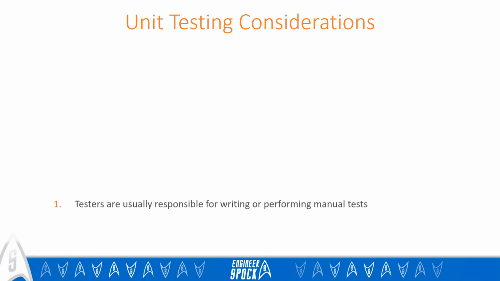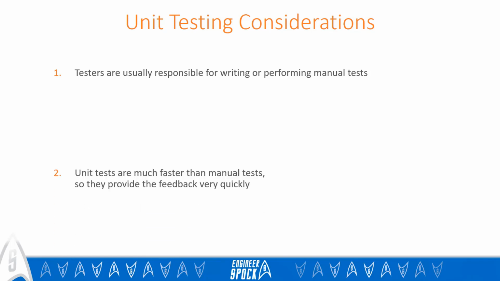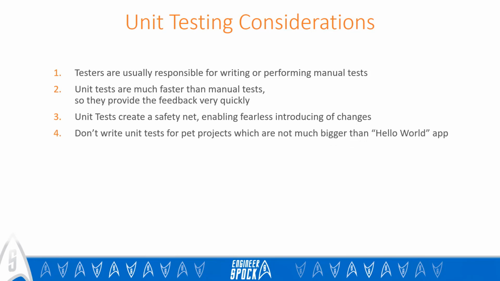To sum up, testers are usually responsible for writing or performing manual tests. Unit tests are much faster than manual tests, so they provide feedback very quickly. Unit tests create a safety net, enabling fearless introduction of changes. Don't write unit tests for pet projects, which are not much bigger than a Hello World app. If you don't write unit tests, you are not a professional. In the next lecture, you'll learn about the responsibilities of a programmer.